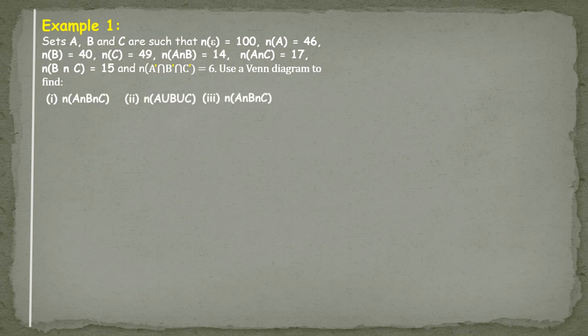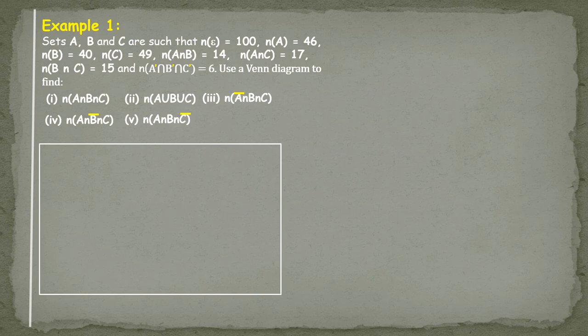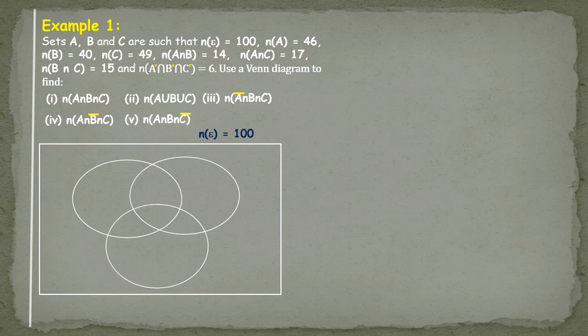We want to find A intersection B intersection C, A union B union C, A complement intersection B intersection C, A intersection B complement intersection C, and A intersection B intersection C complement. Transfer the information onto a Venn diagram. So we put the first diagram there, the second one, the third one. Our universal is 100. We are getting the information from the question. The universal is 100, which I have included there.